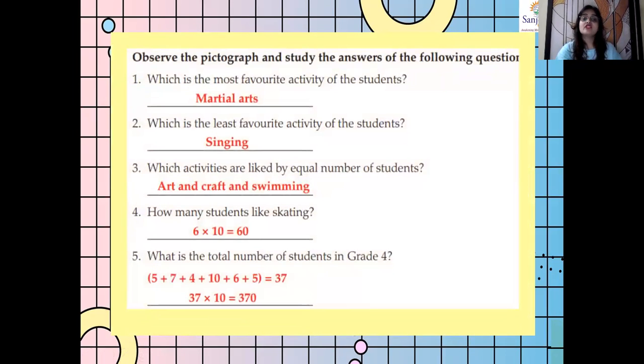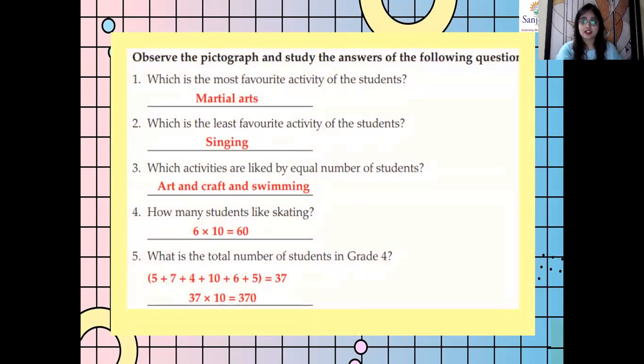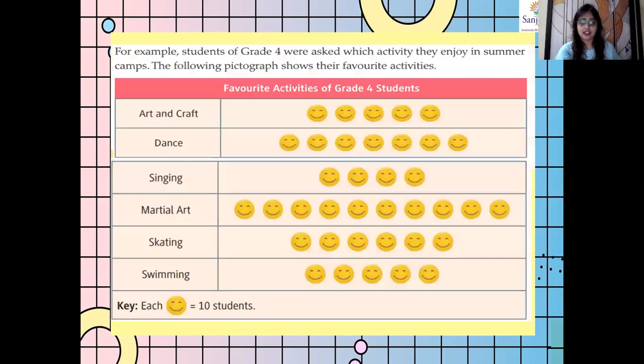Now, observe the pictograph and study the answers to the following questions. Children, in the iconic session we drew a pictograph, but in this example, they have already given you the pictograph and you have to answer the questions by looking at it. Which is the most favorite activity of the students? Which activity have the students liked the most? That is martial art. So you will write martial art. Which is the least favorite activity of the students? That is singing.